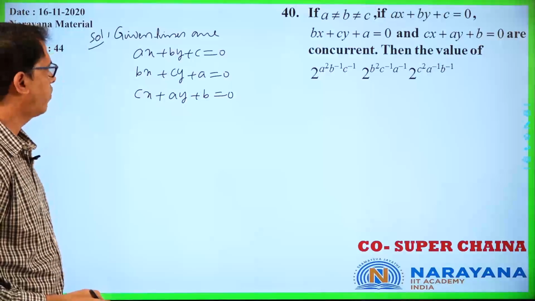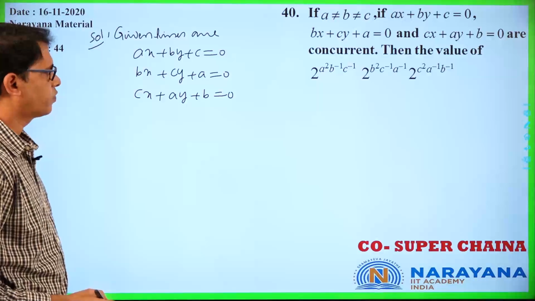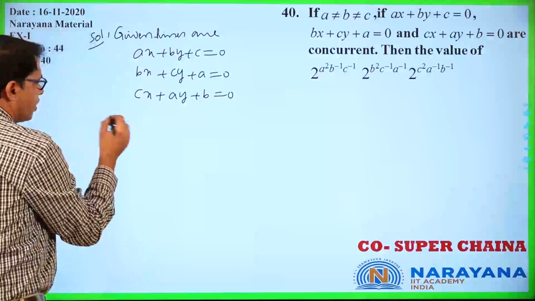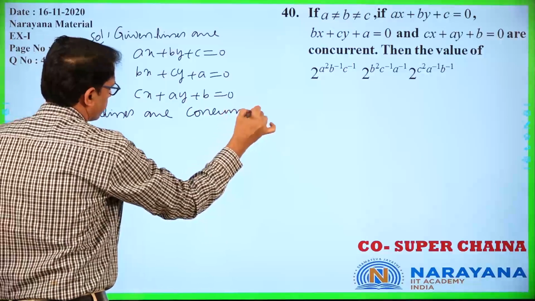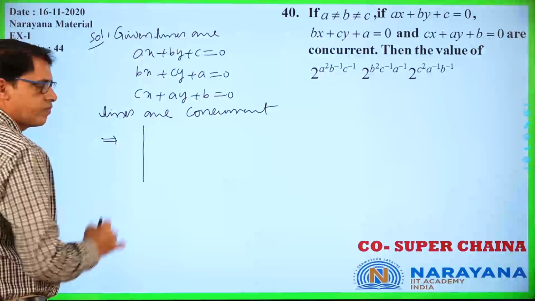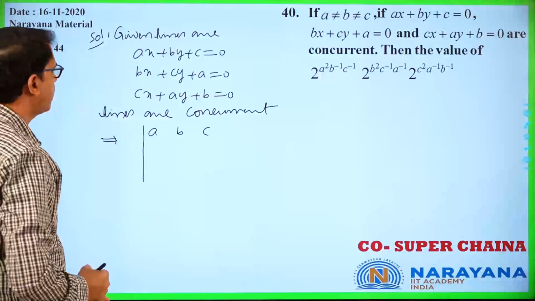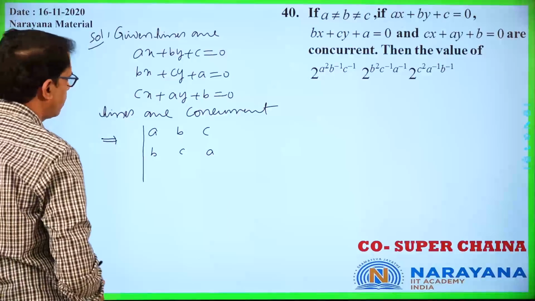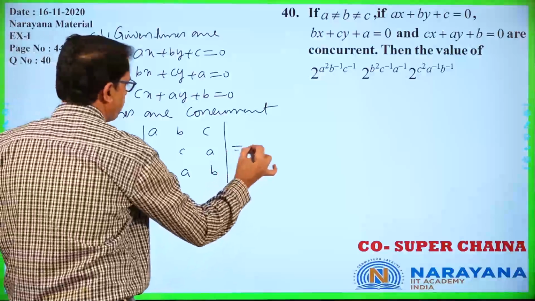These are the given lines: ax plus by plus c equals 0, bx plus cy plus a equals 0, and cx plus ay plus b equals 0. The lines are concurrent. If the lines are concurrent, then we have the condition that the determinant of a b c, b c a, c a b equals 0.